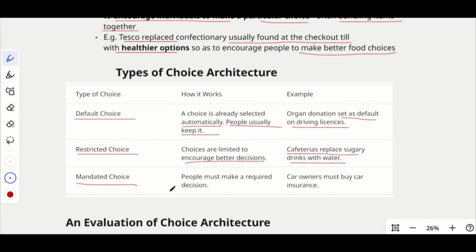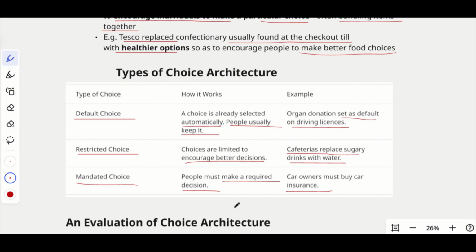And then mandated choice. People must make a required decision. For example, car owners must buy car insurance. So some choices we make of our own will, right? We like it, so we did that. And the other one is restricted choice. We don't have any other option. You have to pick from the given items. You only have the option to pick whatever is available. And then mandated choice, which means you are supposed to do that.